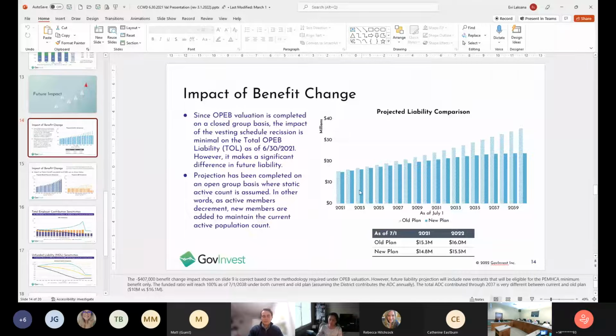The solid blue bars are your projected liability under the new plan. The lighter blue bars are the liability before you made the plan change. So it is very different. And one reason for that is because your active employees, your population, will eventually be made up of those who are only eligible for the PEMCA minimum instead of those who are having the richer benefit.